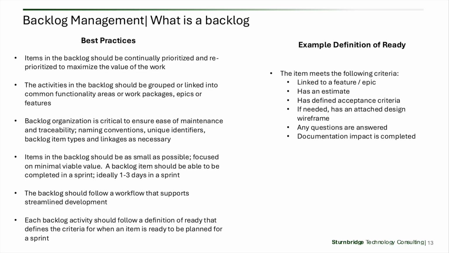Another important principle is size. Backlog items should be small enough to move through the workflow efficiently. If an item is too large, it becomes difficult to estimate, difficult to complete in a sprint, and difficult to test. Smaller items improve flow and create clearer progress. A good working rule is that an item should usually be completable within a sprint, and ideally within a few days of focused effort. This is also where the definition of ready becomes useful.